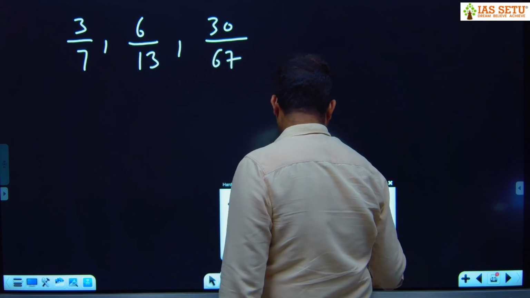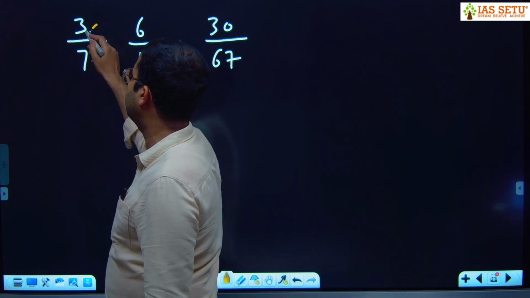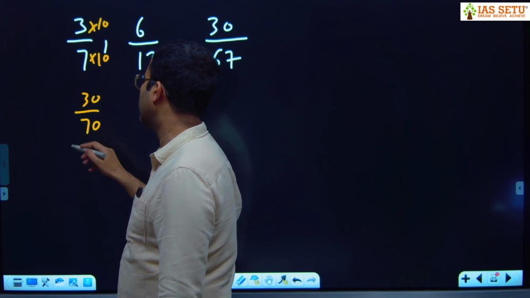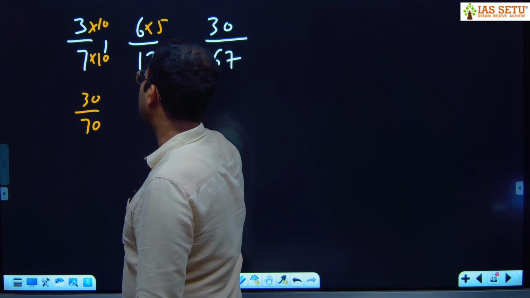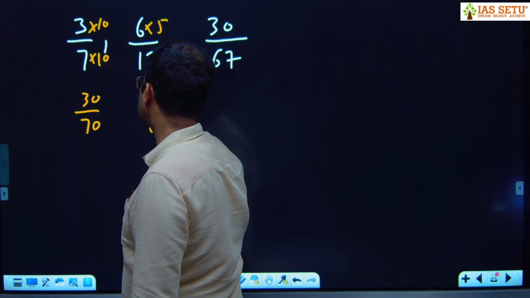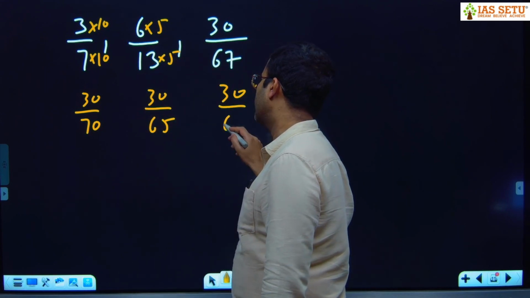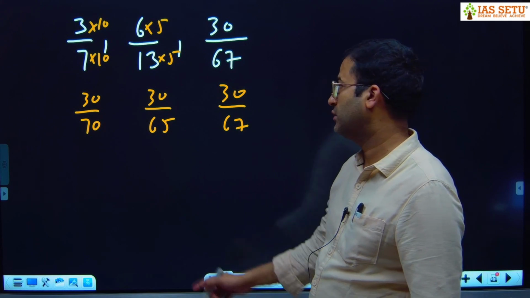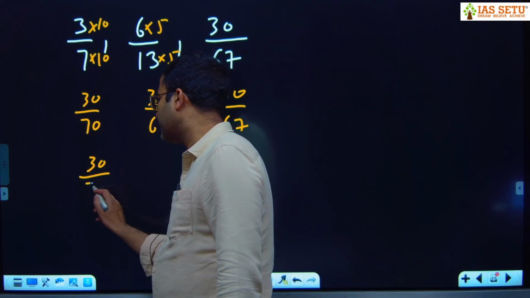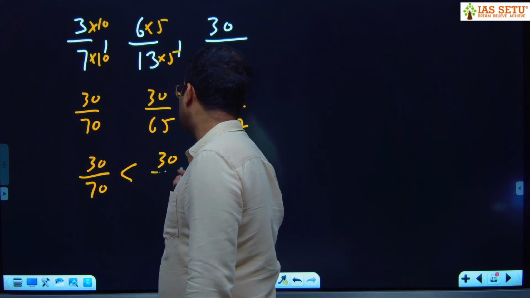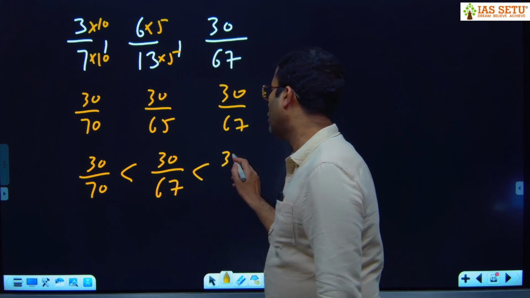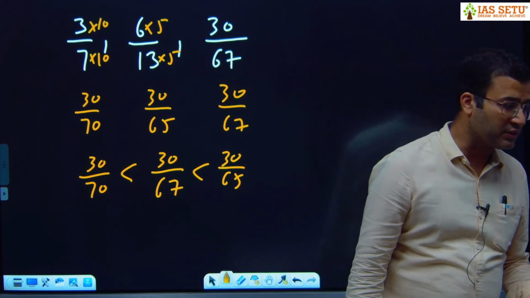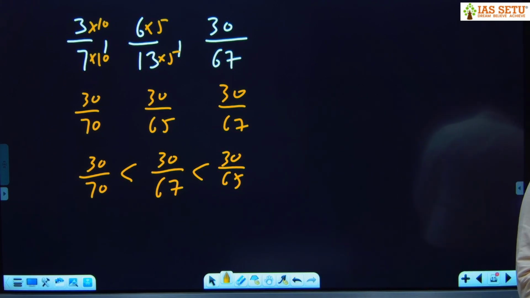So what we can do, we can make it 30, 30, 30, multiply with 10, multiply with 10. This is 30 upon 70. Multiply with 5, multiply with 5, 30 upon 65. This is 30 upon 67. Now tell me which one is the smallest. 30 upon 70 is smaller than 30 upon 67, smaller than 30 upon 65. So this 30 upon 65 is the largest fraction here.